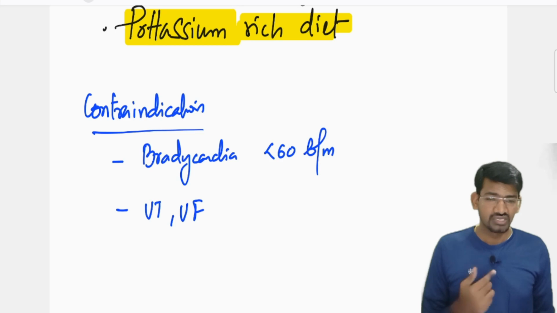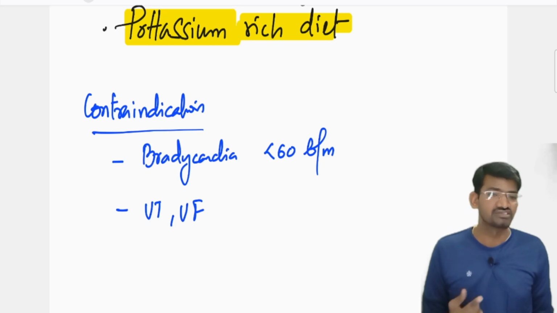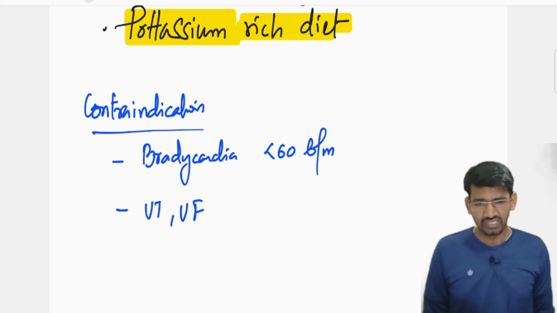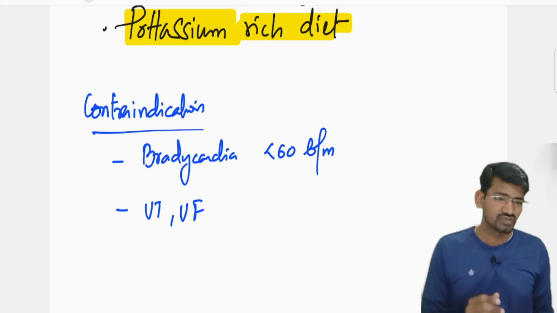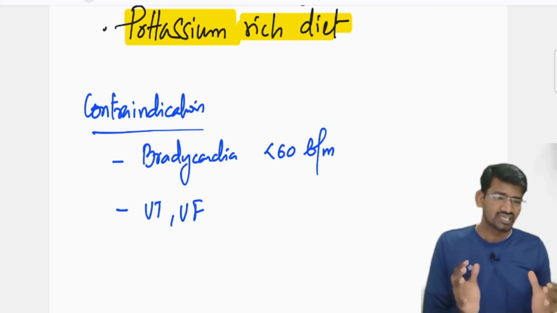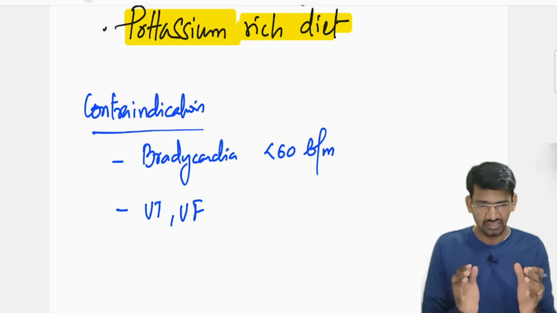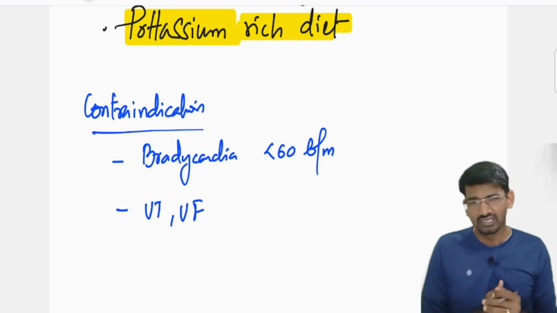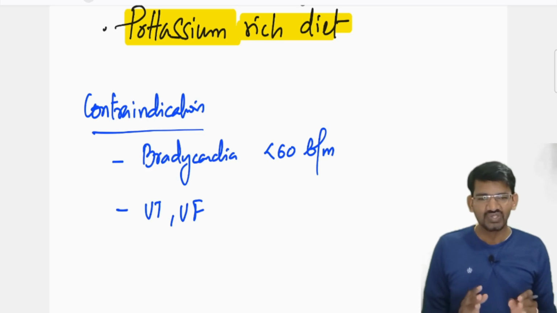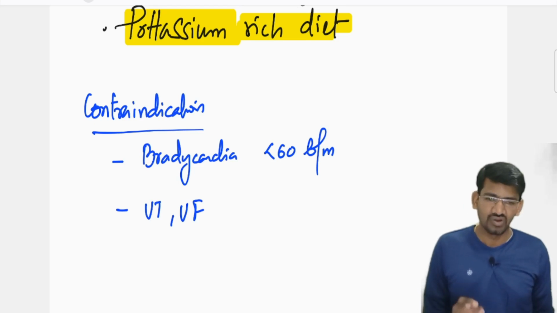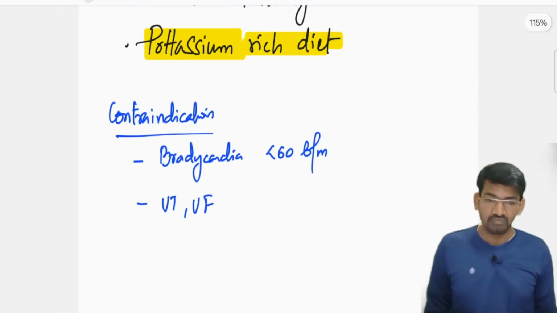But atrial fibrillation and atrial flutter are the indications, so don't get confused. It will slow down the conduction to the AV node. From the SA node to the AV node, the speed of conduction will be reduced, thereby causing less contraction or rhythmic effect on the atria, not on the ventricles. So ventricular tachycardia and ventricular fibrillation are the contraindications, whereas atrial flutter and atrial fibrillation are the indications for digoxin. These are the very important aspects you must remember about this drug.